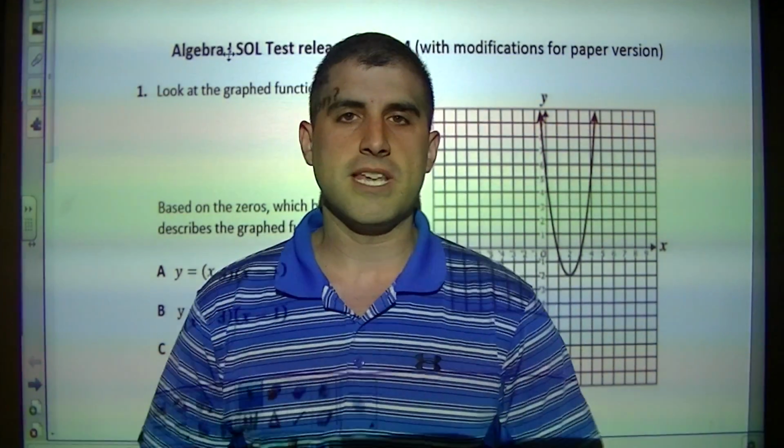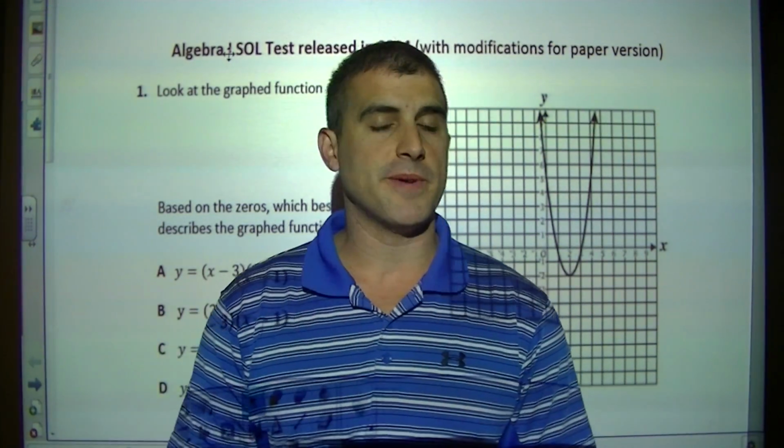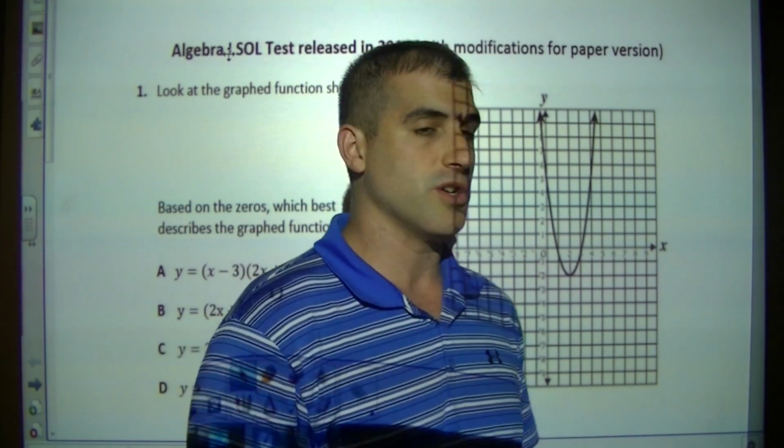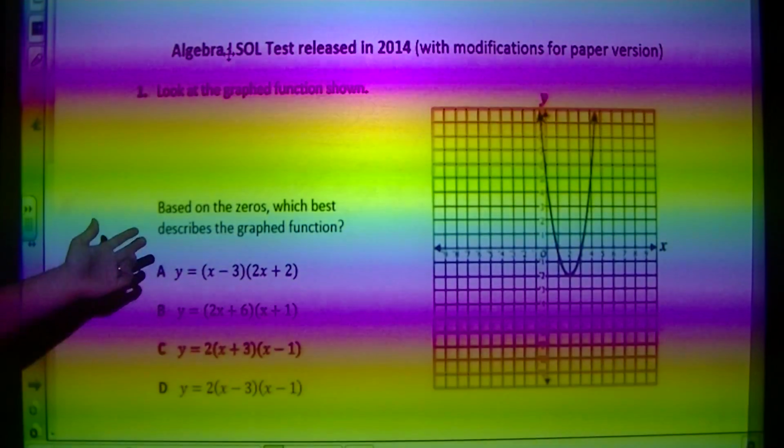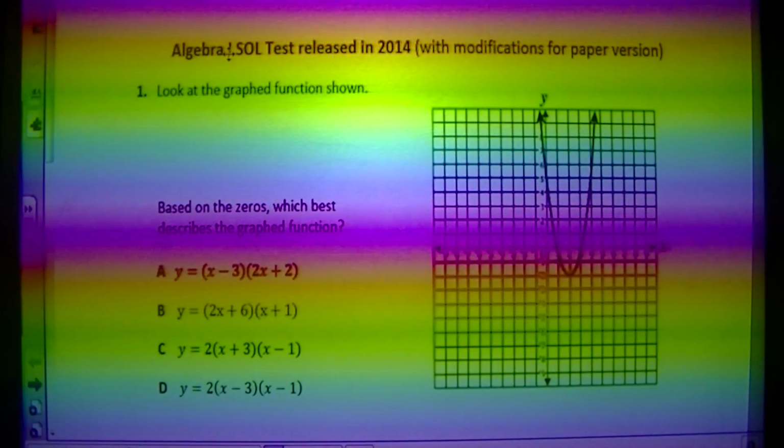Okay, this is going to be the Algebra 1 SOL review. I'm going to try to do this in one video. It might have to be in two depending on how fast I get through the first 25 questions. Okay, here's question one. Based on the zeros, which of the following is the graph?